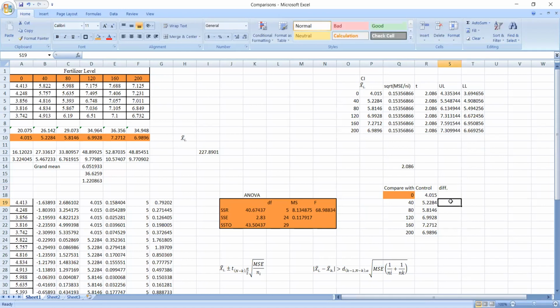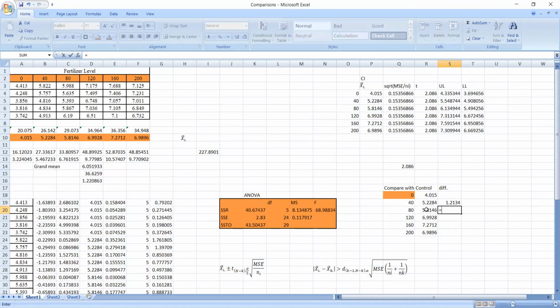So if you take this treatment level, the mean value is 5.2284, and here the control mean value is 4.015. So this is the difference. And likewise, you can calculate the difference here.